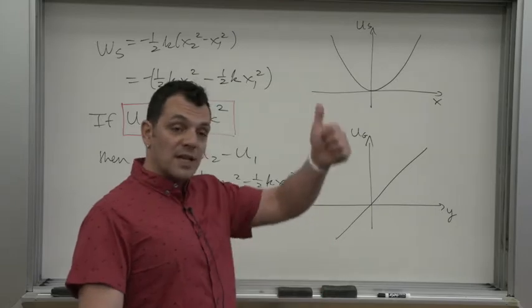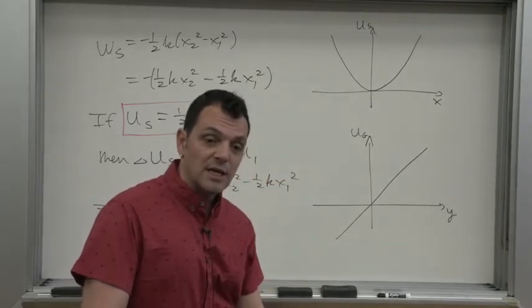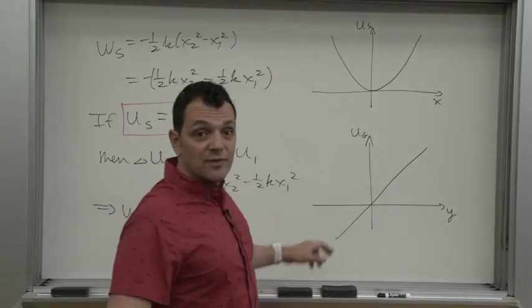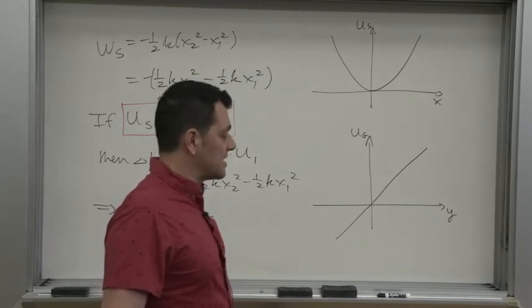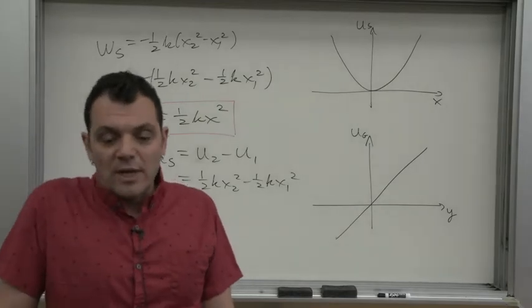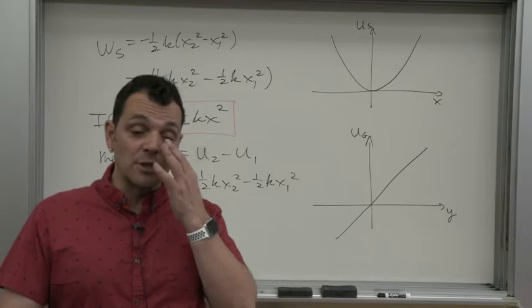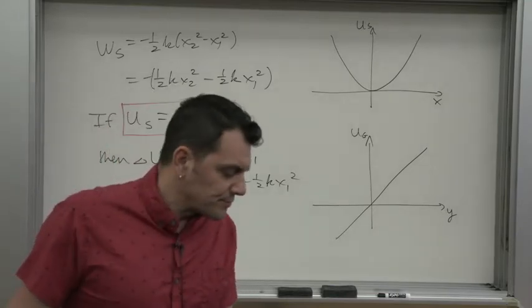If you go up, the potential energy increases. If you go down, the potential energy decreases. Yes, gravitational potential energy can be negative. It's not a problem. It's not a big deal for potential energy to be negative. It's weird for kinetic energy to be negative. 1/2 mv squared can never be a negative quantity, but gravitational potential energy can be negative.